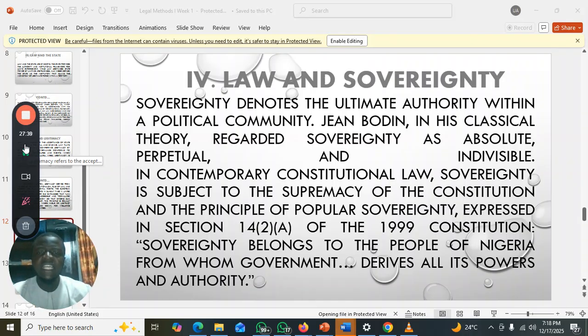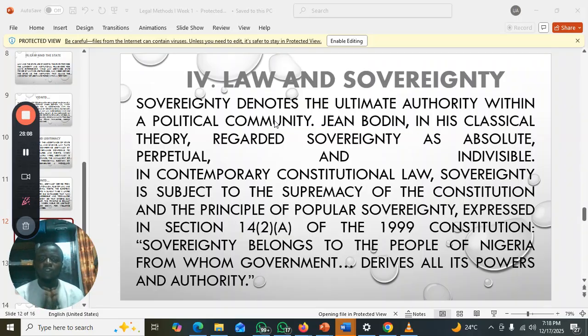So, sovereignty denotes the ultimate authority within a political community. When we say ultimate authority, that's absolutely the authority that has the power to make its laws without any intervention of any foreign body. Do you understand? According to Jean Bodin, a classical theorist, he regarded sovereignty as absolute, perpetual, and indivisible.